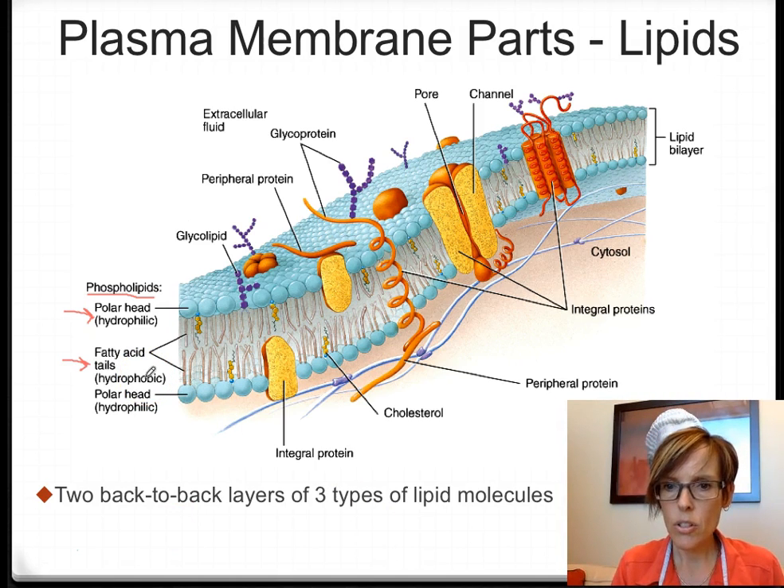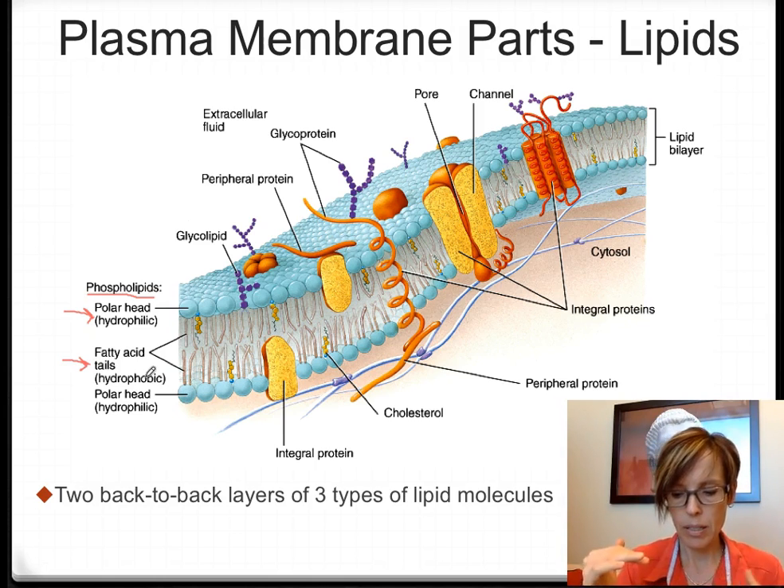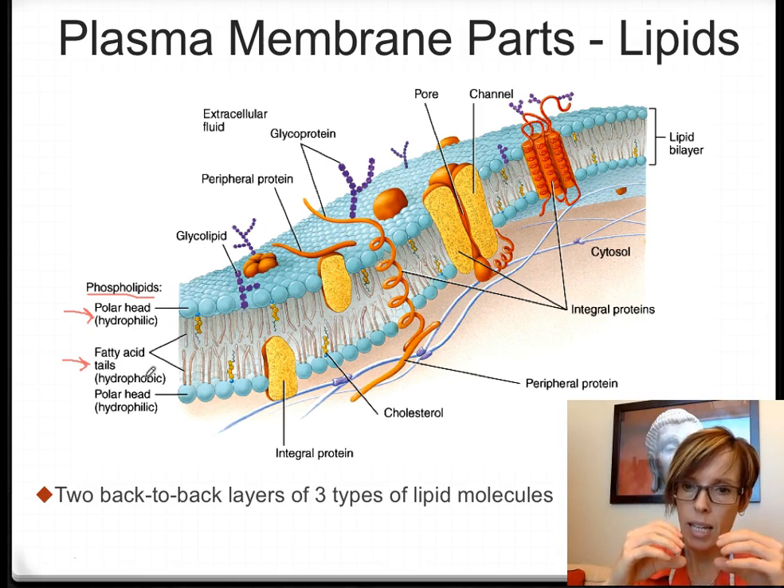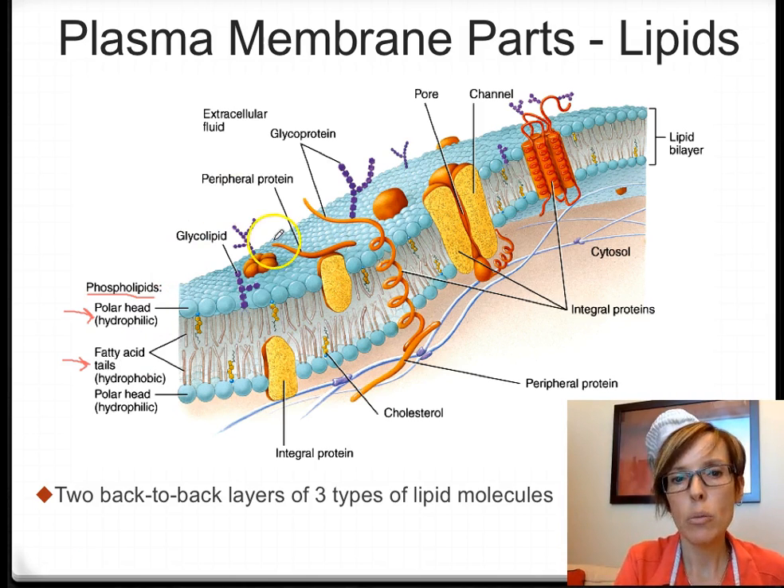The other thing that I want you to be aware of is what's known as the fluid mosaic model. Basically what that says is that there's a continuous moving sea of lipids that contains a mosaic of different proteins contained in it. And that's really what you're seeing here.